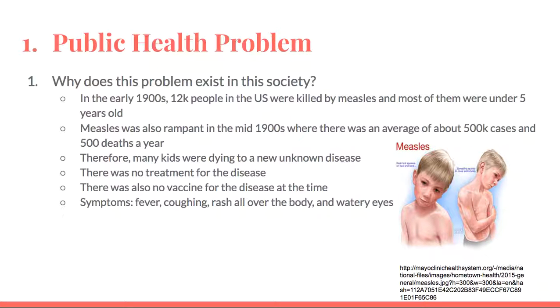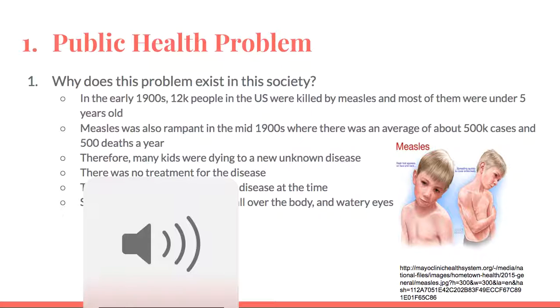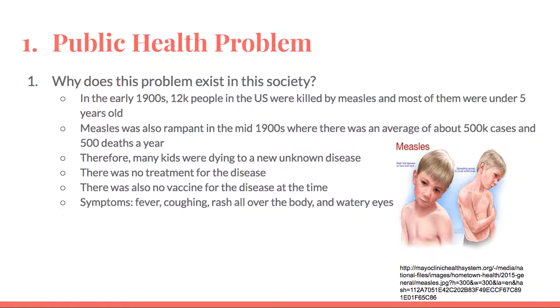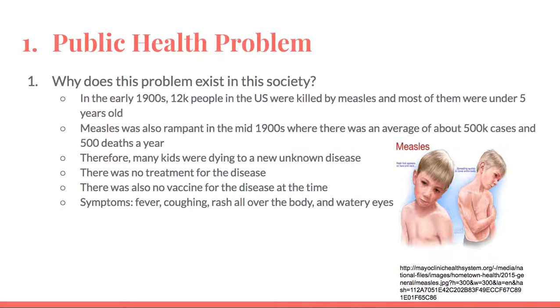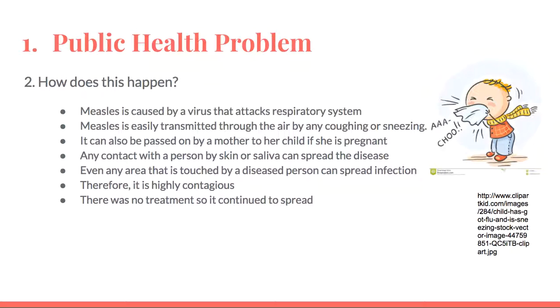Why does this problem exist in this society? In the early 1900s, about 12,000 people in the US were killed by measles, and most of them were under 5 years old. Most of them were children, which became a very huge issue. Measles was also rampant in the mid-1900s, where there was an average of about 500,000 cases and 500 deaths a year. Many kids were dying from an unknown disease where there was no treatment or vaccine, and symptoms include fever, coughing, and rash all over the body, which is shown in the bottom right corner.